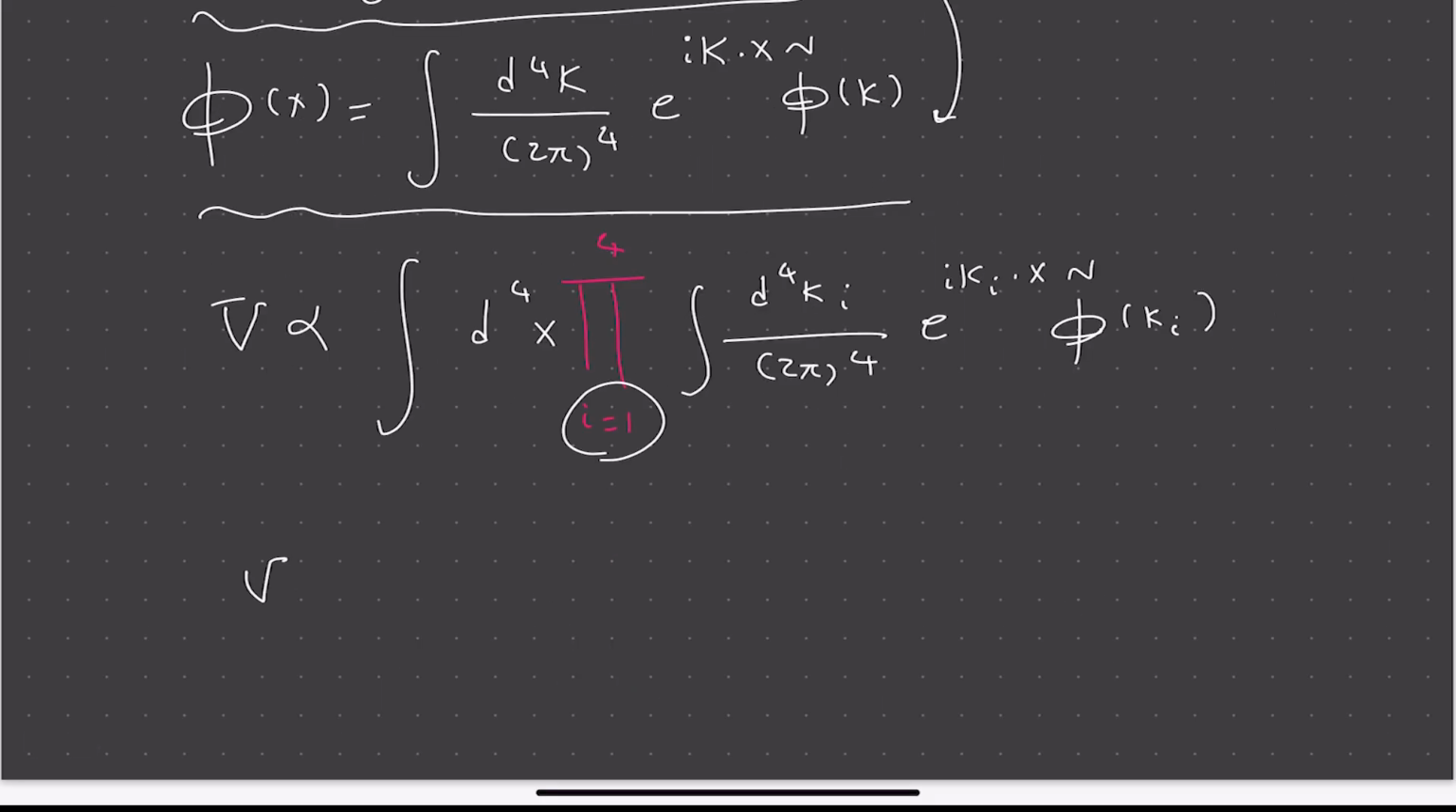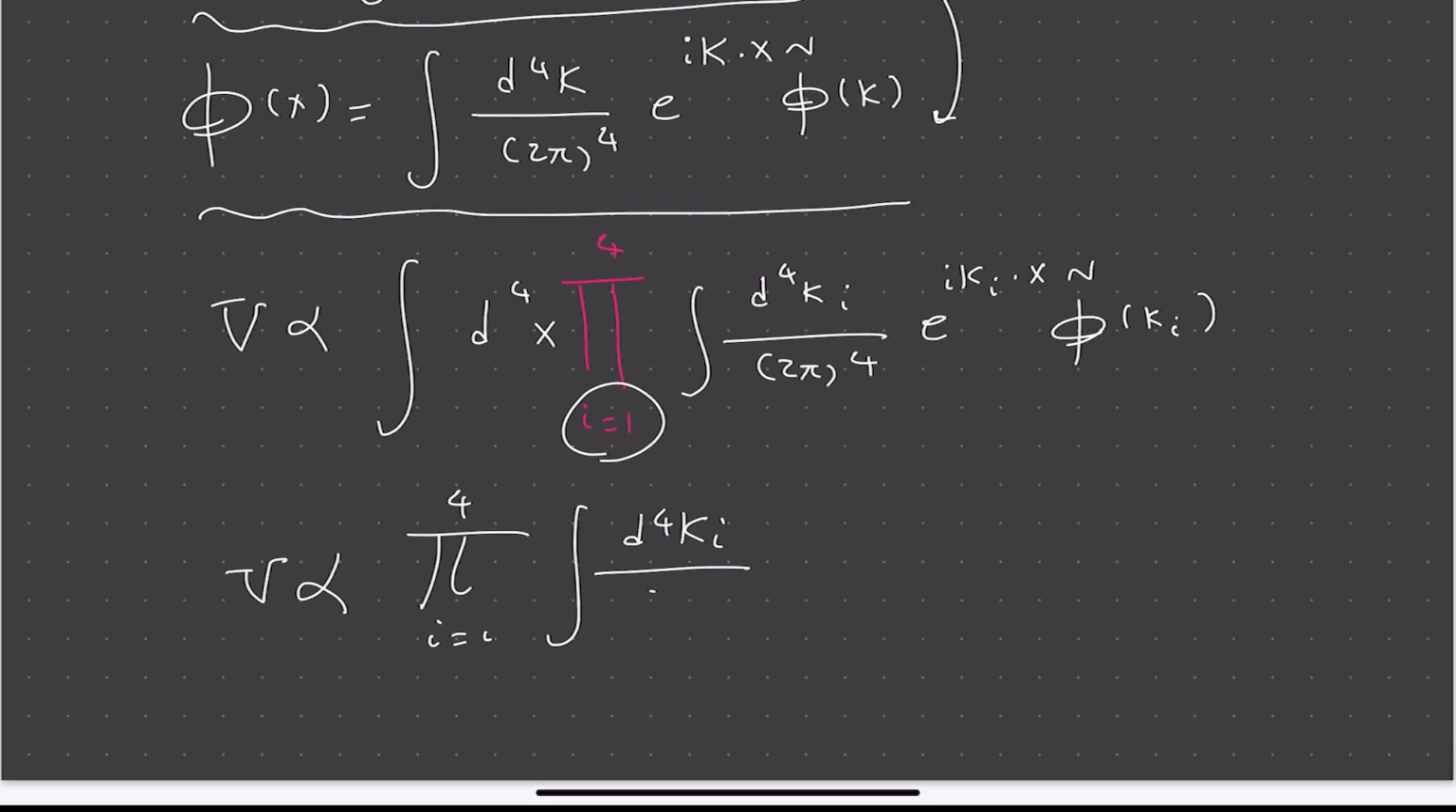Now, because the integral is a linear operation, this is going to be the product over i from 1 to 4 of the integral of d4 k_i over (2 pi)^4, phi tilde of k_i, which doesn't have any x dependence. And then I have the integral of d4x with the exponential term e to the power of i times (k1 plus k2 plus k3 plus k4) dot x.